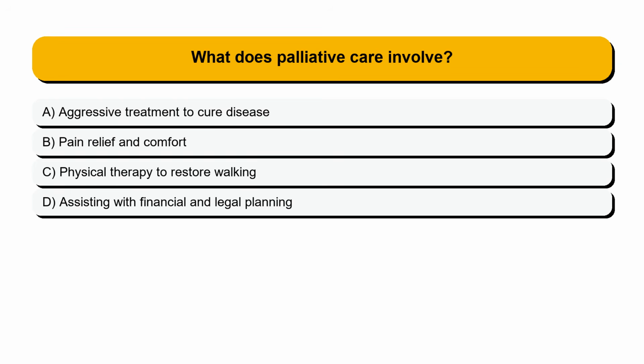Question 64. What does palliative care involve? Option A, the aggressive treatment to cure disease. Option B, pain relief and comfort. Option C, physical therapy to restore walking. Option D, assisting with financial and legal planning.